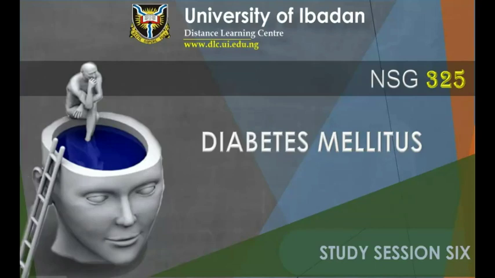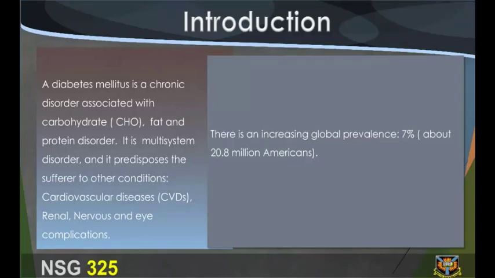Diabetes mellitus. Introduction. Diabetes mellitus is a chronic disorder associated with carbohydrate, fat and protein disorder. It is a multi-system disorder and it predisposes the sufferer to other conditions: cardiovascular disease, renal, nervous and eye complications. There is an increasing global prevalence, 7%, about 20.8 million Americans.